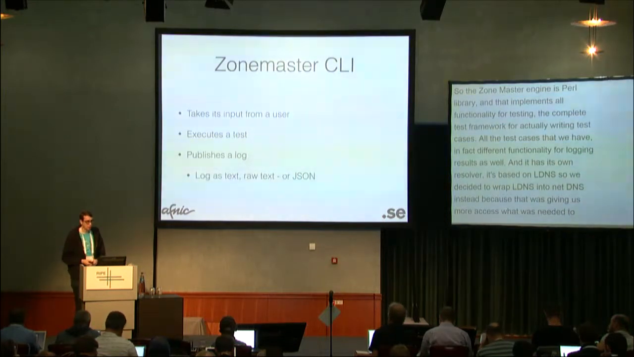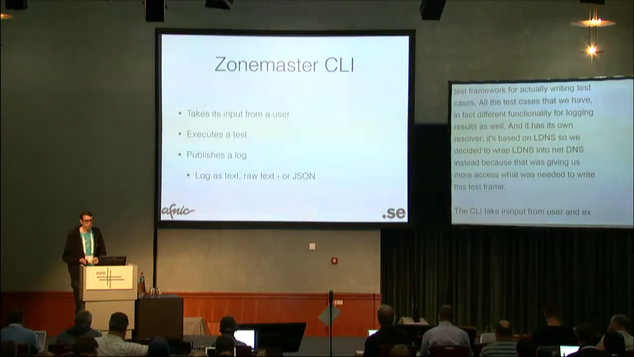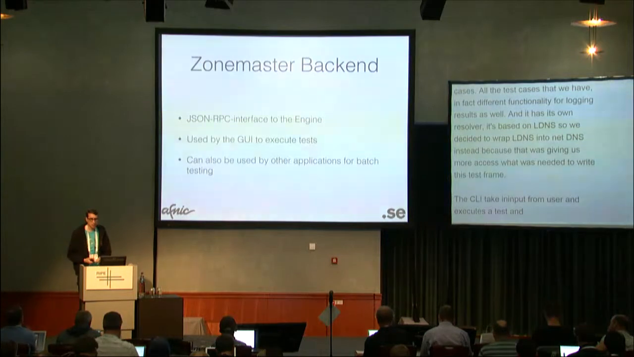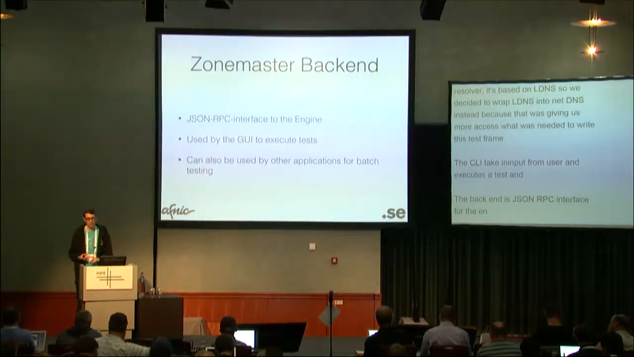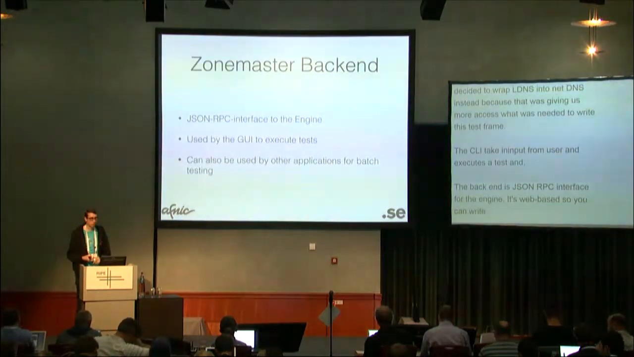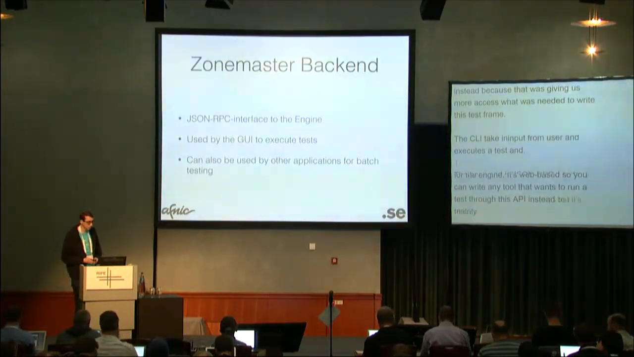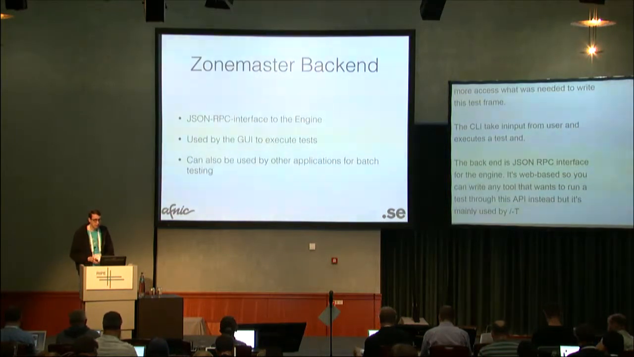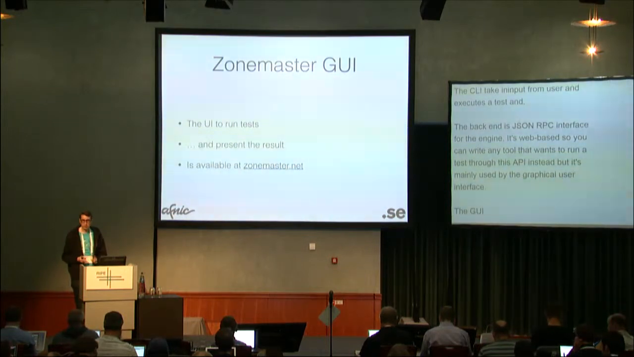The CLI takes input from a user, executes the test, publishes a log, and you can have the log output as text, raw text, or JSON. The backend is a JSON-RPC interface for the engine. It's web-based, so you can write any tool that wants to run the test through this API instead. But it's mainly used by the graphical user interface. The GUI runs a test and can present the result.